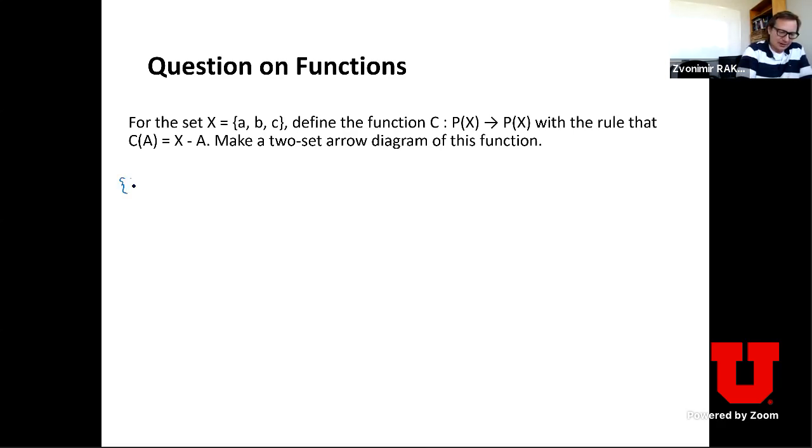So we have the empty set. That's always an element of the power set. Then we have A, B, C.